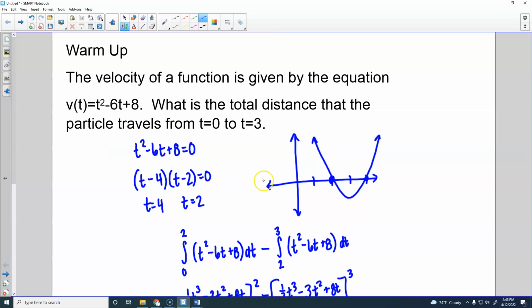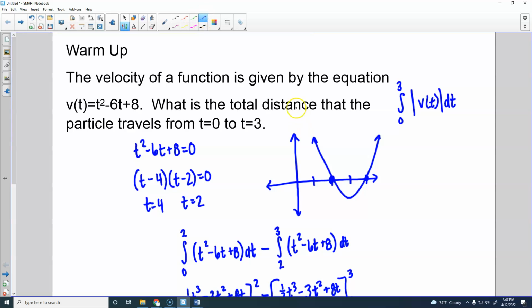Okay, so the first thing you need to know is what this graph looks like, because when it says total distance that the particle travels, we need to think about whether or not it's positive or negative. If this was calculator active, it would be really easy, because we could just type it into the calculator like this, absolute value of v(t) dt, and it would give us our answer right away. So it would be a lot easier if it were calculator active. There may be some where it does show up calculator active. But because this is not calculator active, you need to know what the graph looks like.